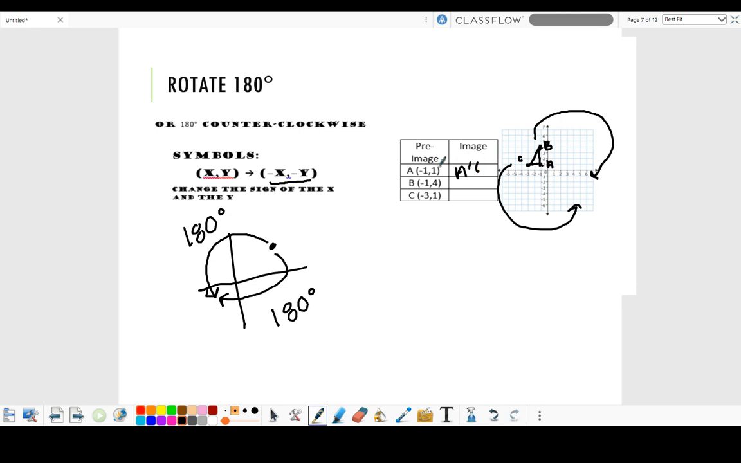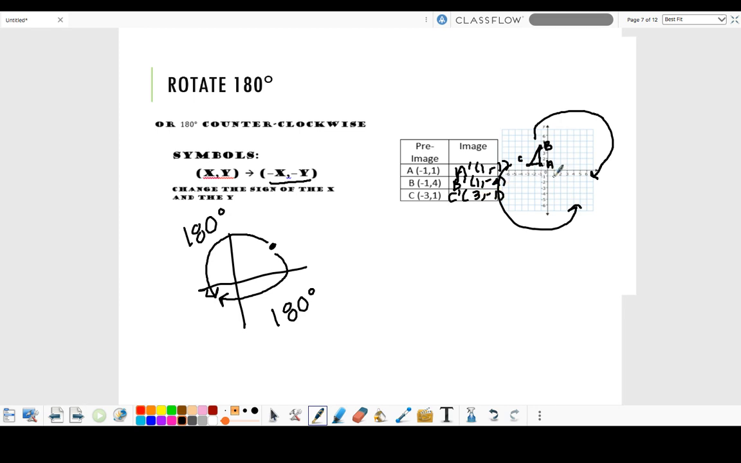So our A prime, that negative one's going to change to a positive one, and that positive one's going to change to a negative one. B prime, that negative one changes to a positive one, and our positive 4 changes to a negative 4. And then our C prime, negative 3 changes to positive 3, and positive 1 changes to negative 1.